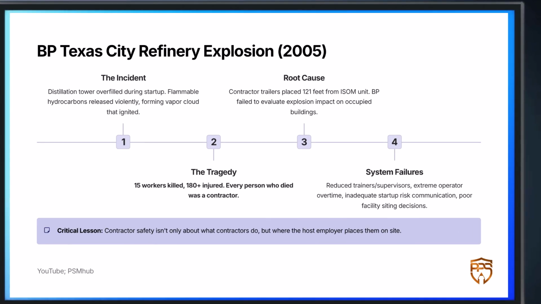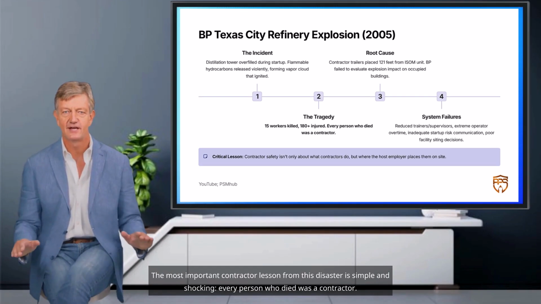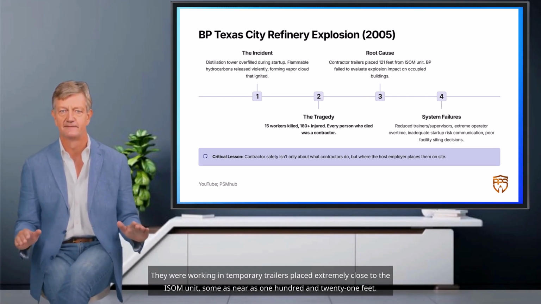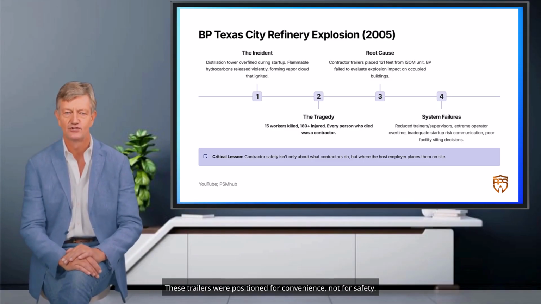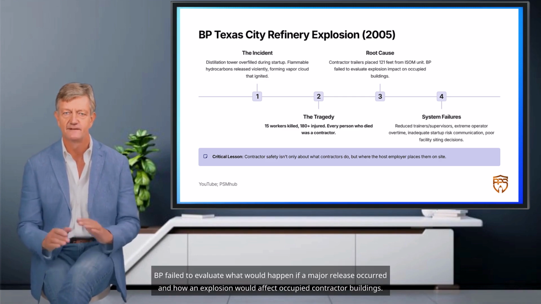In this incident, a massive explosion killed 15 workers and injured more than 180. During a unit startup, a distillation tower overfilled and flammable hydrocarbons were released violently, forming a large vapor cloud that ignited. The most important contractor lesson from this disaster is simple and shocking. Every person who died was a contractor. They were working in temporary trailers placed extremely close to the ISOM unit, some as near as 121 feet. These trailers were positioned for convenience, not for safety.